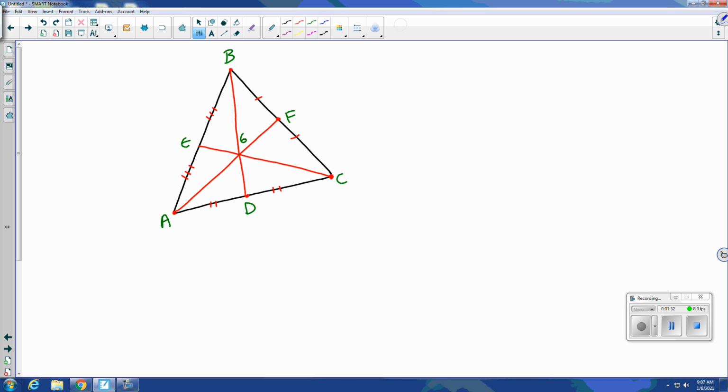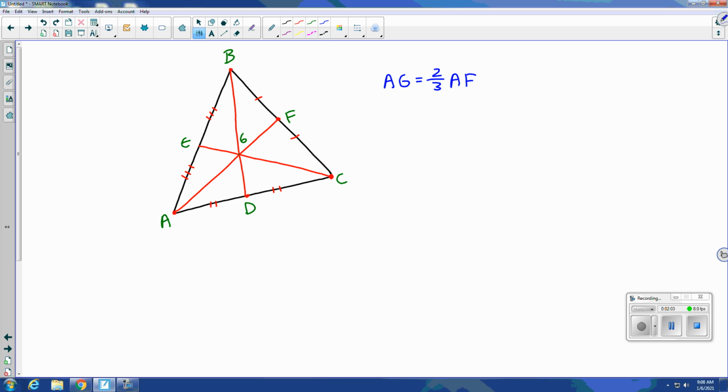Now, there are some distances and relationships that are formed between a vertex, a centroid, and the midpoint. So let's look at median AF. What we know about the centroid is that the distance from vertex to centroid, AG, will be equal to 2/3 the length of the entire median. So that's the first thing we know based on that centroid theorem.